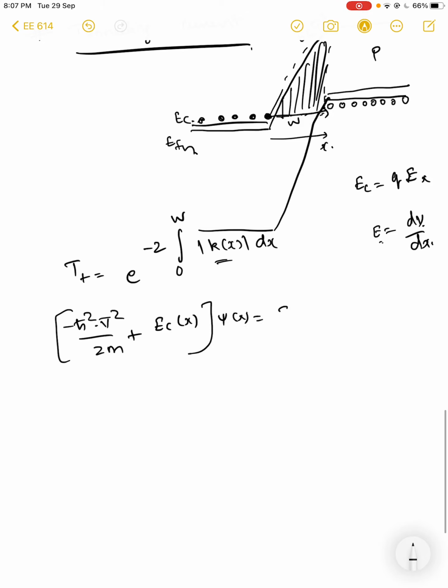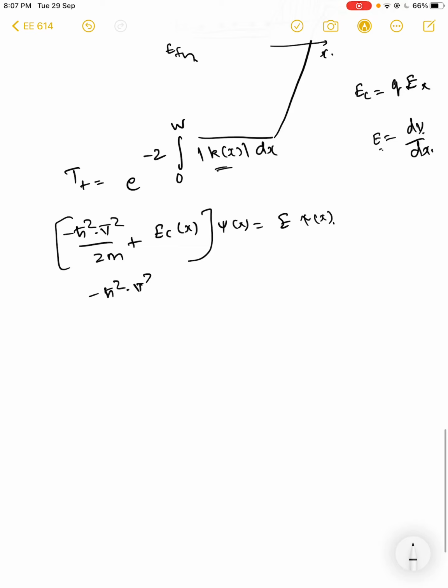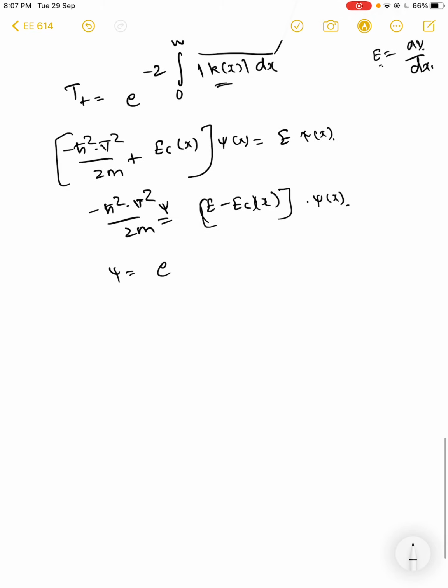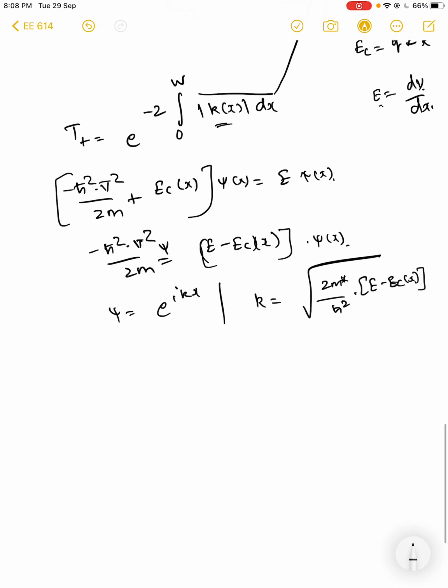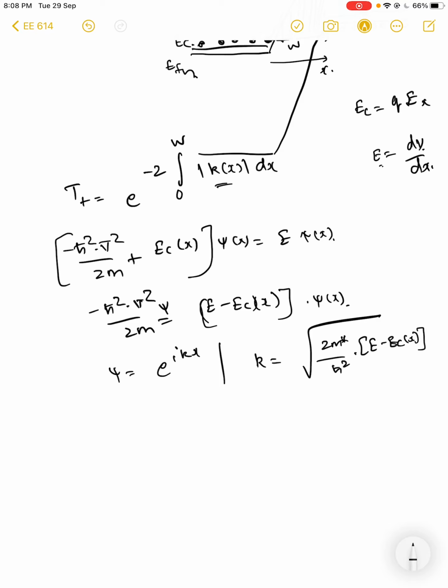psi being the wave function, is equal to E, the energy, times psi of x, and this can be written as del square psi by 2m equal to E minus EC of x into psi of x. The solutions for this can once again be psi is some e power i kx, where k is root of 2m star by h bar square into E minus EC of x. And if we are considering electrons with an offset, E being the edge of the conduction band, you can write this EC of x as we have written here. Basically, it's a product of the charge and the electric field in the depletion width.